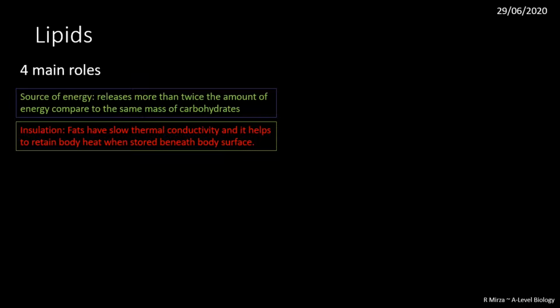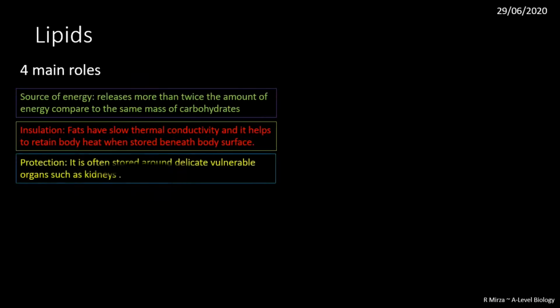Another role of lipids is protection. It's used as a protective layer and hence stored around delicate organs like kidneys, which are not protected exclusively by bones like skull or rib cage.